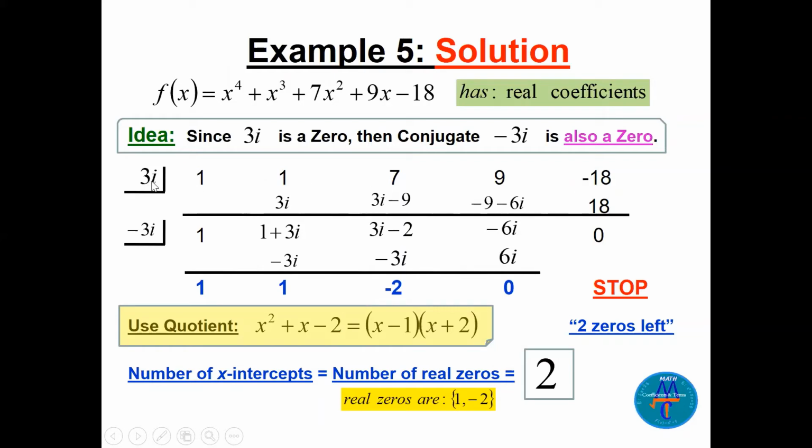I divide by 3i, and the remainder should be 0. Then I divide by minus 3i, which is the conjugate, and also the remainder should be 0. You can check, guys, all these numbers and do it by hand to understand it better. Then x squared plus x minus 2, factor it, I get 2 zeros there, 1 and minus 2. So these are the real zeros. The question says find the number of x-intercepts, which is the number of real zeros, which is 2. So the answer is 2.